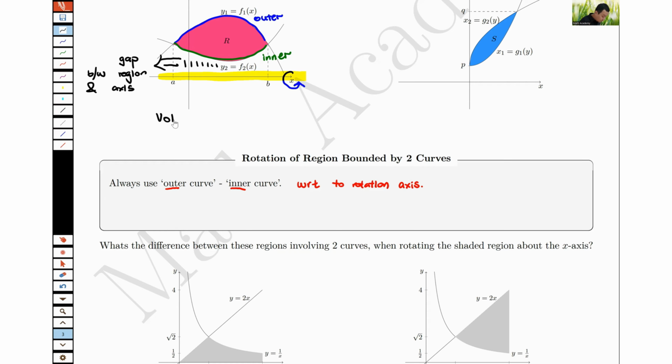Let me write down now the volume. So I say outer minus inner, meaning remember to put pi, sometimes we forget. It's y1 square minus y2 square dx. Square individually first, then you subtract.